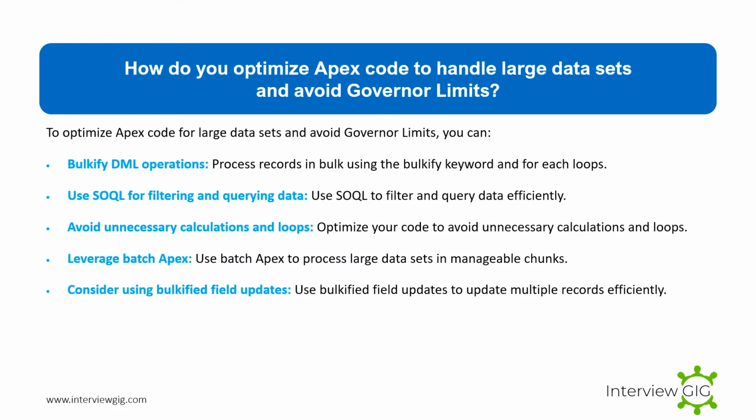How do you optimize Apex code to handle large datasets and avoid governor limits? To optimize Apex code for large datasets and avoid governor limits, you can bulkify DML operations, processing records in bulk using for each loops. Use SOQL to filter and query data efficiently. Avoid unnecessary calculations and loops. Leverage Batch Apex to process large data sets in manageable chunks. Consider using bulkified field updates to update multiple records efficiently.